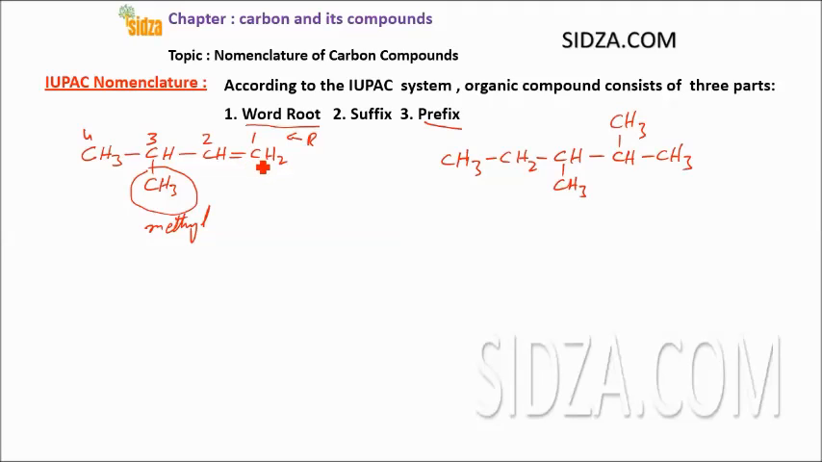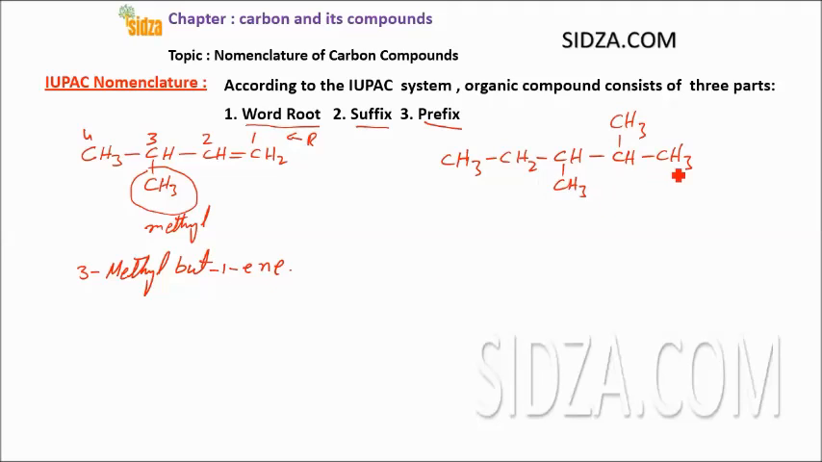And when I name it, we first write down the prefix, the methyl group, the substituent group should be written first, including the position of that substituent group. So I'm going to write down here, this is the 3-methyl. 3 represents the position of a methyl group. 3-methyl is the prefix, but here is the word root, and ene is the suffix. What is the position of the double bond? It starts from carbon number 1, so I'm going to write but-1-ene. Position of the double bond is 1, so the name will be 3-methylbut-1-ene.